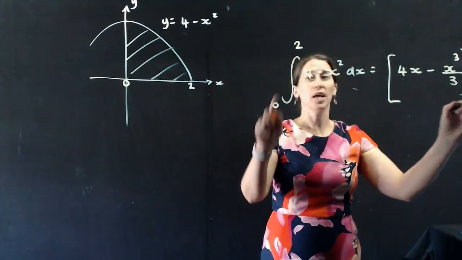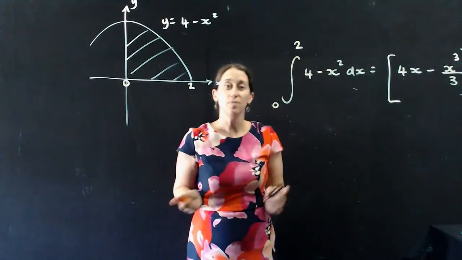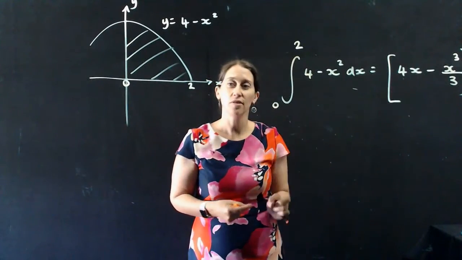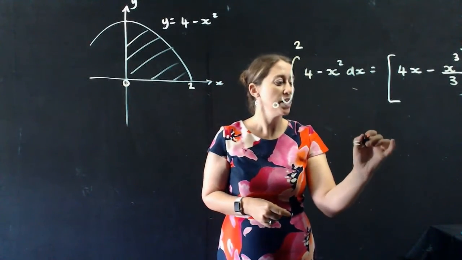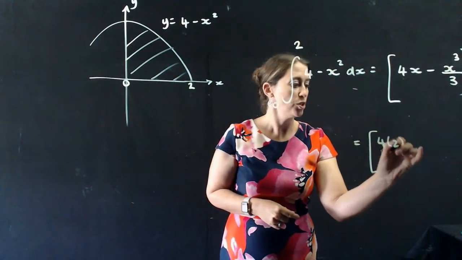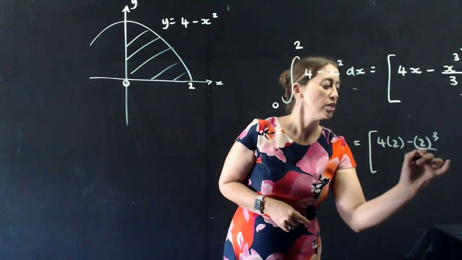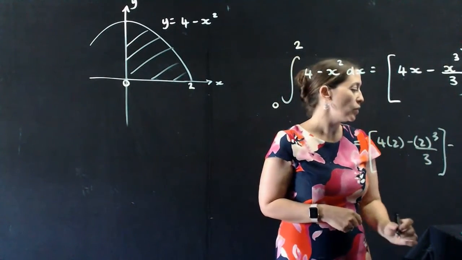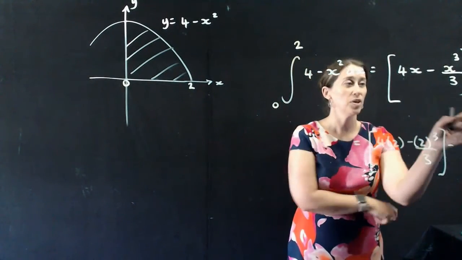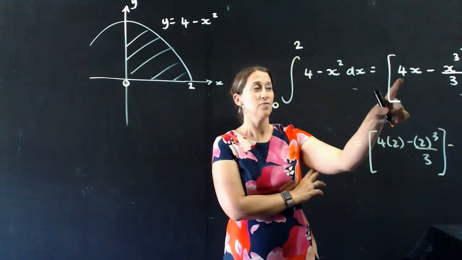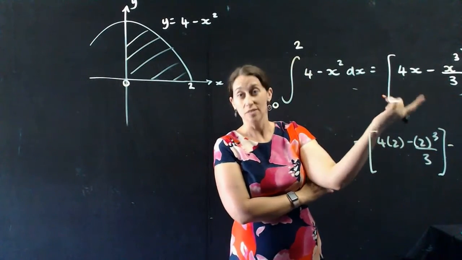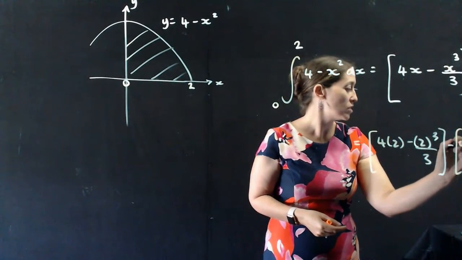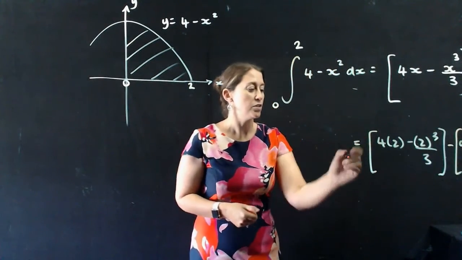Between 0 and 2. And then the fundamental theorem says we substitute in 2 first, then we substitute 0 and subtract. So let's do that. 4 times 2 minus 2 cubed over 3. That's subbing 2 in. Now let's put 0 in, take away, and I'm going to go off the end of the screen here, but when I put 0 in, let's just have a look. 4 times 0 is 0, minus 0 cubed over 3, which is 0. So I'm actually going to end up subtracting the 0. See that? Now let's work out what we've got.